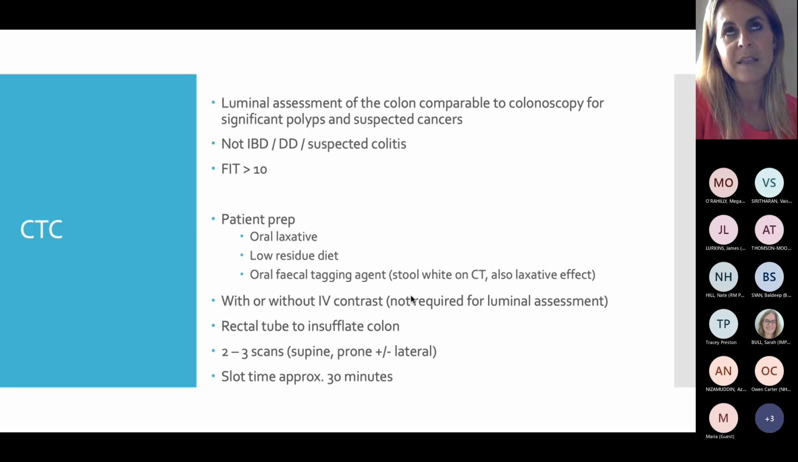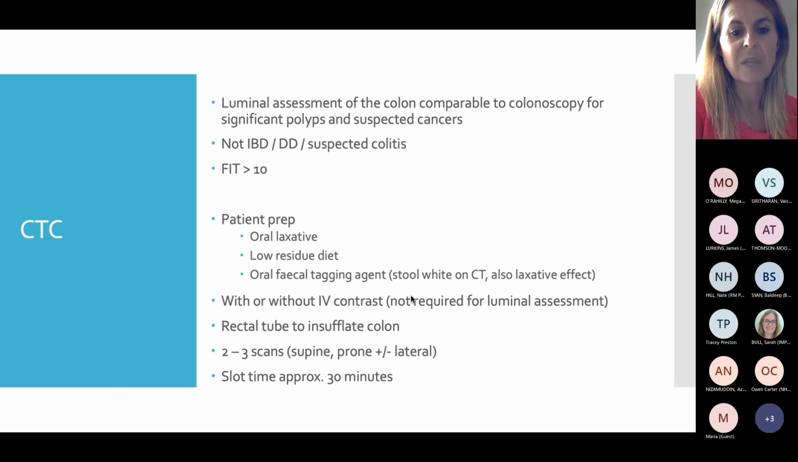So it's best, I think, for us to regard CTC as a luminal assessment of the colon, which is comparable to colonoscopy for the detection of significant polyps and suspected cancers. It really doesn't have any other use from the colon point of view. So it's not for colitis, it's not for inflammatory bowel disease, it's not for diverticular disease, it's literally for the detection of polyps and cancers.